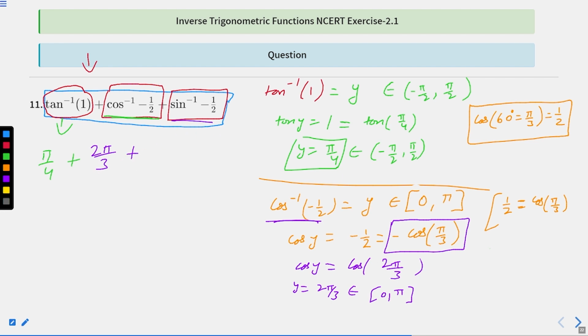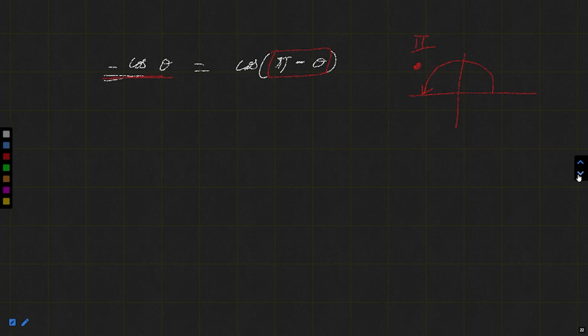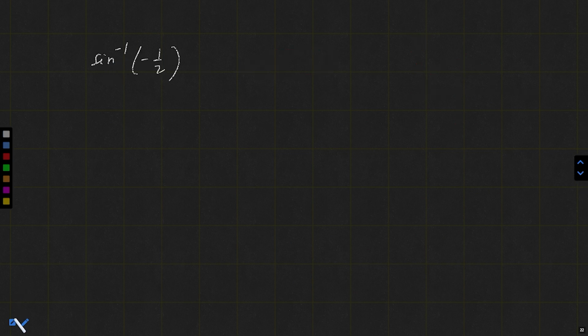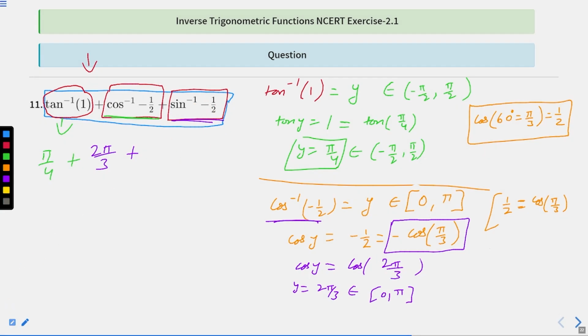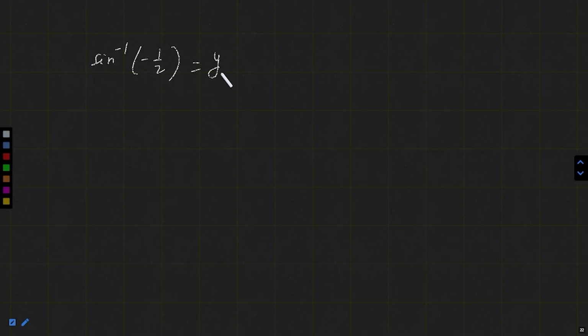Now for this let's solve it. So for sine inverse minus 1 by 2. Okay. Now put it equal to y. The principal value branch for sine inverse function is what? Closed interval minus pi by 2 to pi by 2. Okay. Now sine y is equal to minus 1 by 2.